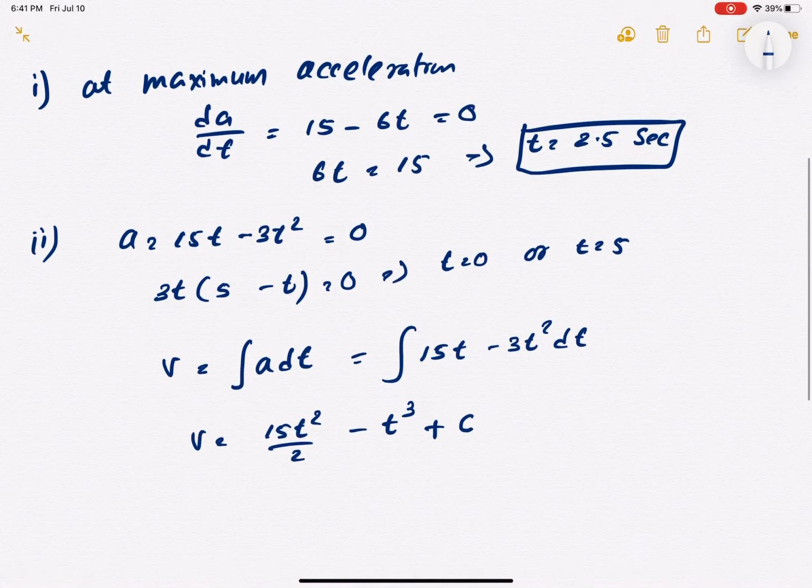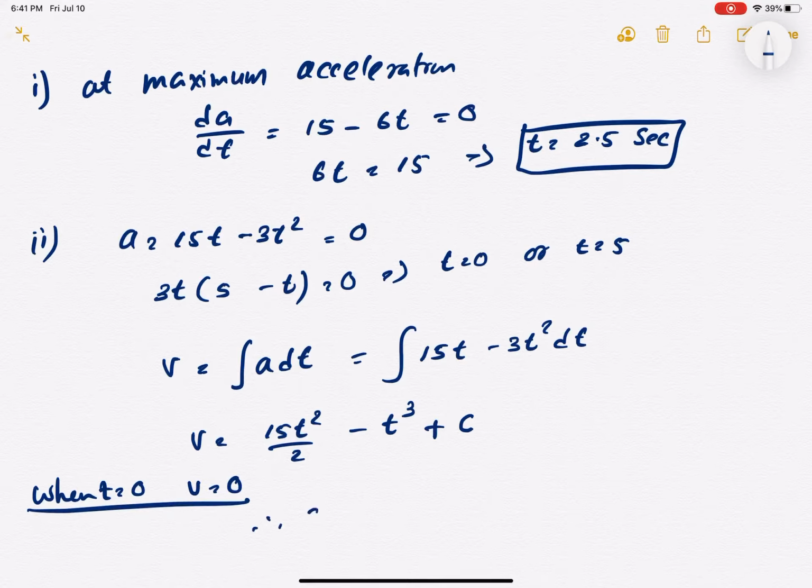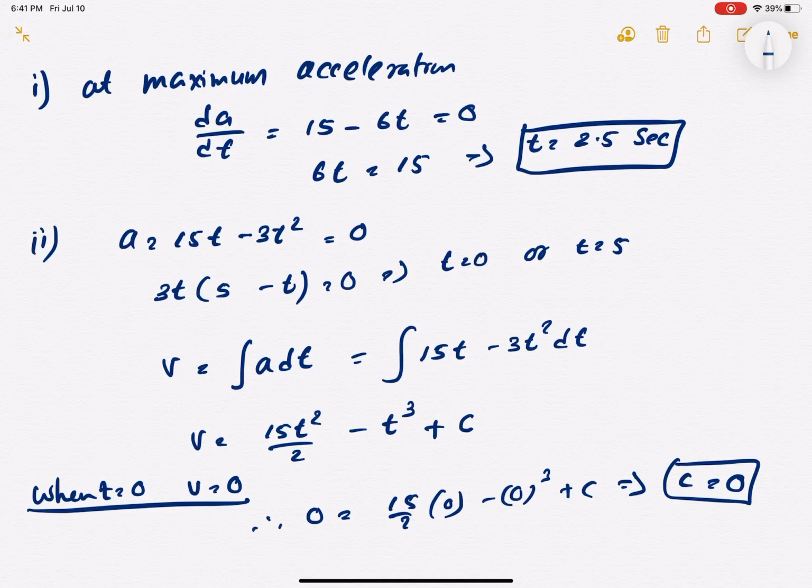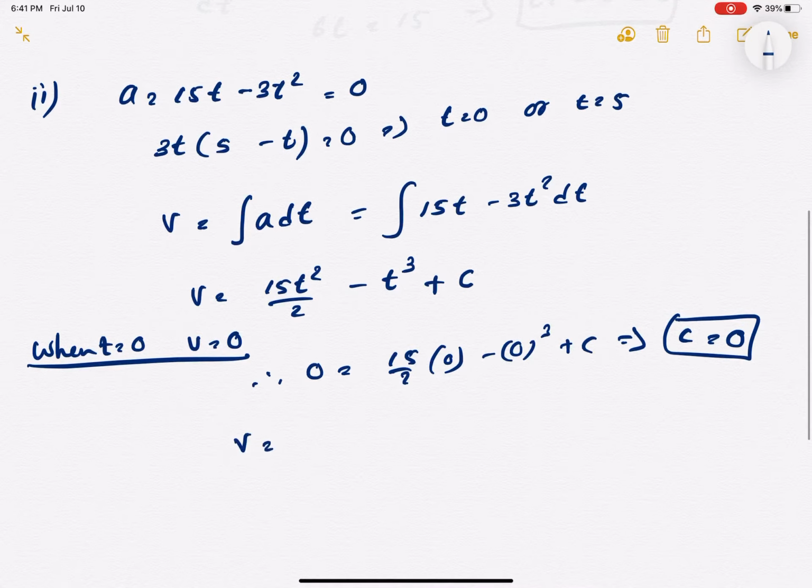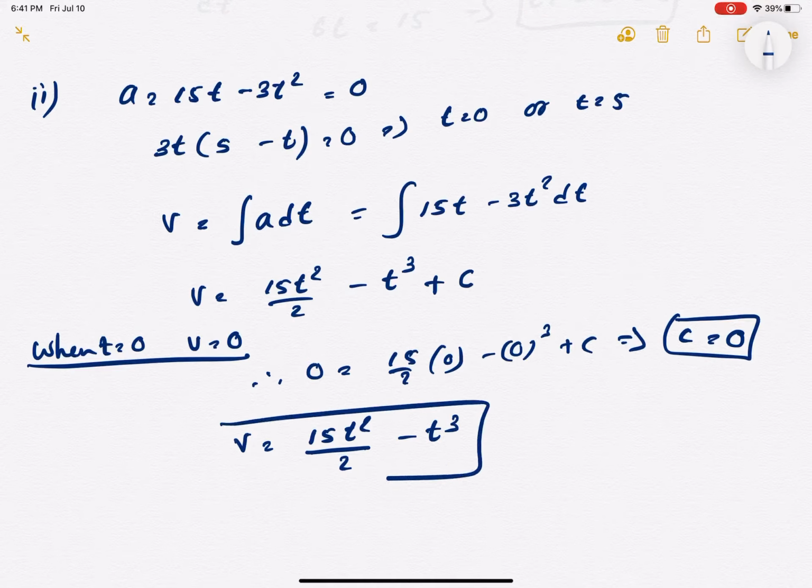But we know the car started from rest, so when t equals 0, v is 0. It is given to you. Therefore, 0 equals 15 by 2 into 0 minus 0 cube plus c, which means c is 0. So we can conclude that the velocity function is going to be 15t square over 2 minus t cube. So this is our velocity function.